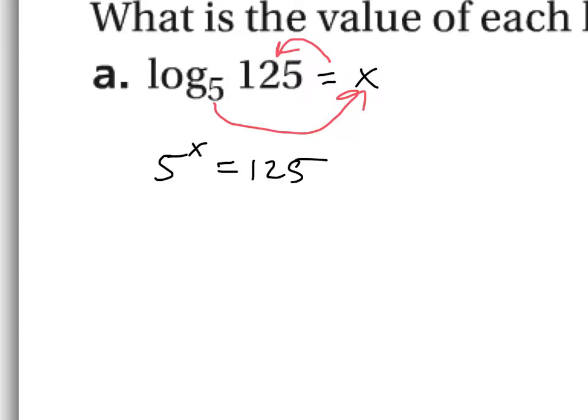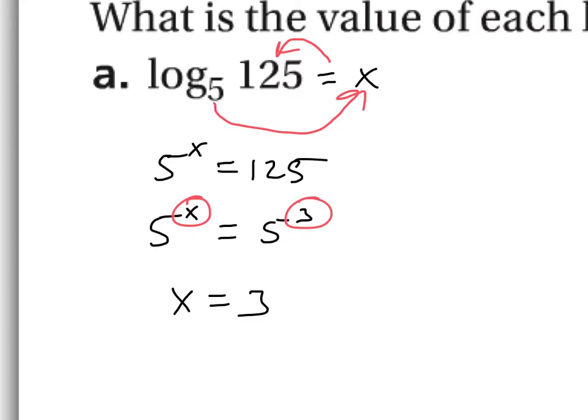Now what I want to do is rewrite both sides of my equation to have the same base using exponents. So I already have base 5 to the x. Now can I rewrite 125 to have a base of 5? Yes. So it's 5 to what power? 3. 5 to the third. So 5 to the x power equals 5 to the third power. Well, therefore, x equals 3.